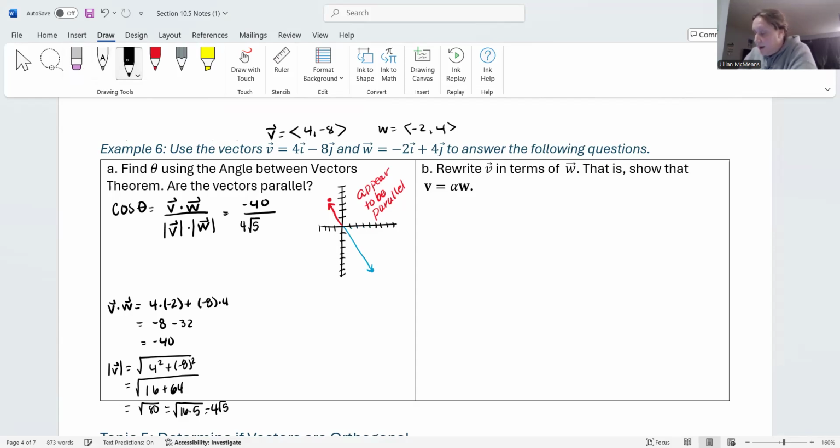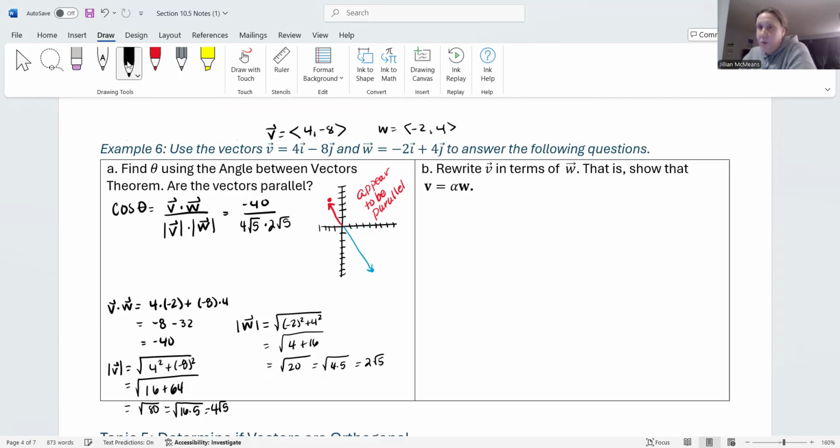Now let's look at the magnitude for w. My pen is squeaking and it's driving me crazy. I hope you all can't hear it. Okay, so the magnitude of w is the square root of its a component squared plus its b component squared. So -2 squared plus 4 squared. So that's going to be 4 plus 16. So that's the square root of 20, which I could rewrite as the square root of 4 times 5, which is 2 square root 5.